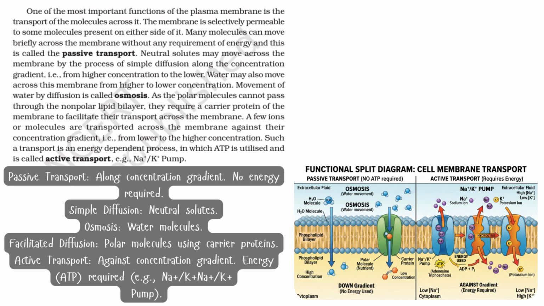The primary function of the plasma membrane is transport. Passive transport moves molecules along their concentration gradient without requiring energy. Neutral solutes move via simple diffusion. Water moves via osmosis, and polar molecules, which cannot pass through the nonpolar lipid core, require carrier proteins to facilitate their crossing. In contrast, active transport pumps molecules against their concentration gradient, from lower to higher concentration. This process requires ATP energy.